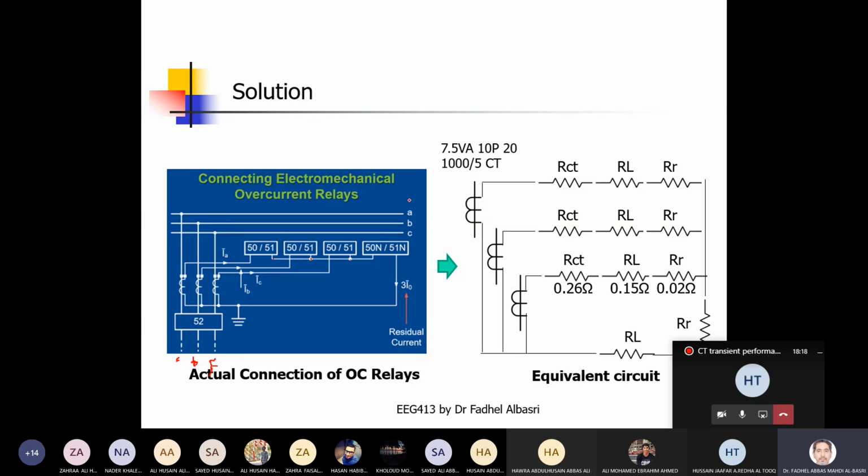So this is the ground overcurrent relay, and these are the phase overcurrent relays. So these are 3 reference phases. Okay, overcurrent relays. And this represents the ground overcurrent relays.